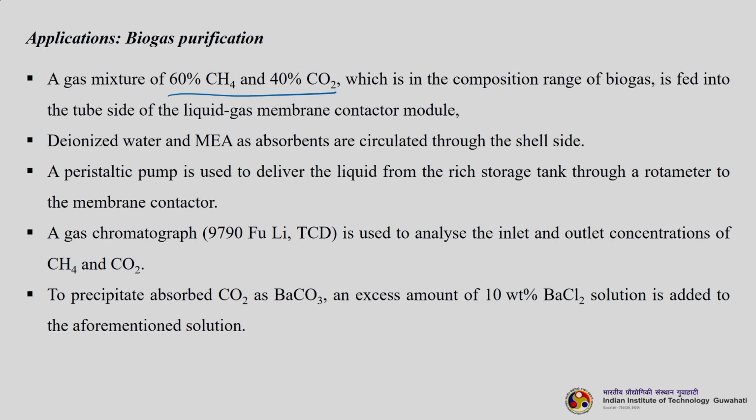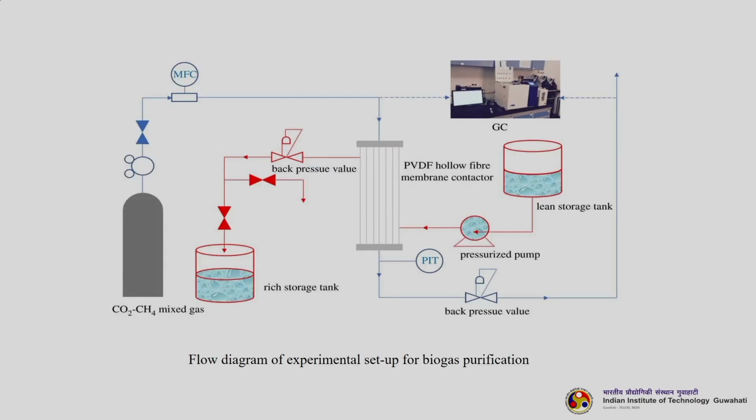Deionized water and MEA absorbents are circulated through the cell side. A peristaltic pump is used to deliver the liquid from the rich storage tank through a rotameter to the membrane contactor. A gas chromatograph was used to analyze the inlet and outlet concentrations of methane and carbon dioxide. To precipitate absorbed carbon dioxide as barium carbonate, an excess amount of 10% barium chloride solution is added to the aforementioned solution. And this is the schematic representation.